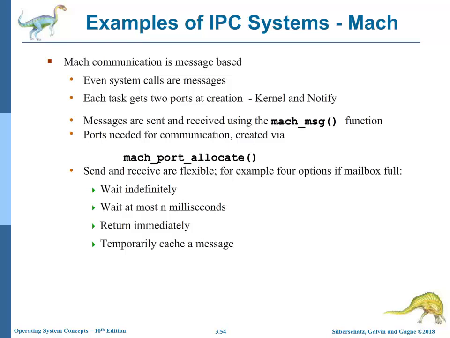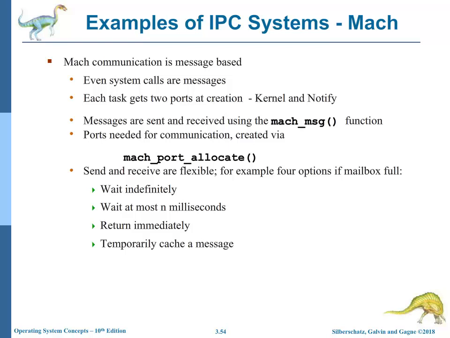Associated with each port is a collection of port rights. Mach port right receive is to receive a message from a port. Mach port right send is to send a message to a port. Messages are sent and received using the mach_msg function. The ports are created using the mach_port_allocate function. The send and receive operations themselves are flexible.